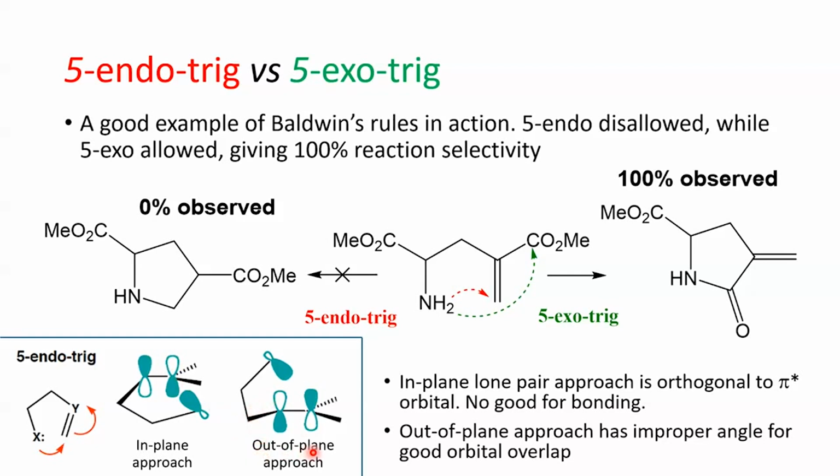Alternately, we can think about an out-of-plane approach whereby we bend out these carbons, placing our nucleophilic lone pair above the anti-pi orbitals, but the angle of approach isn't suitable to facilitate the reaction. So neither of these are particularly good for stabilizing the antibonding orbitals. And for that reason, this 5-endo-trig pathway just isn't favored. No such problems though when attacking the methyl ester.